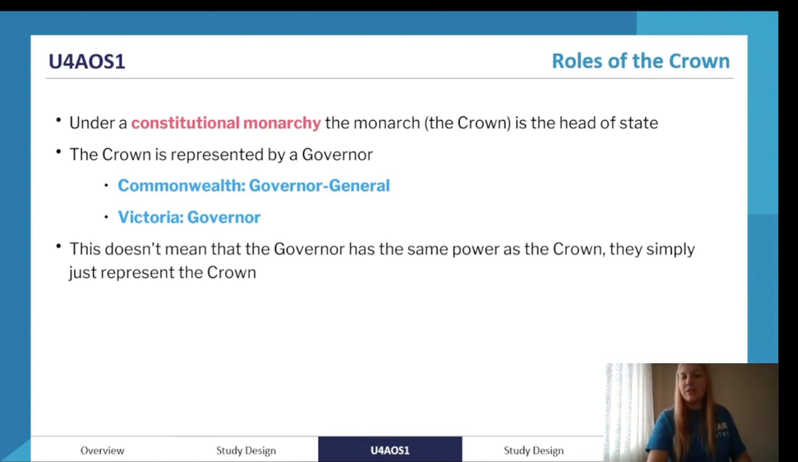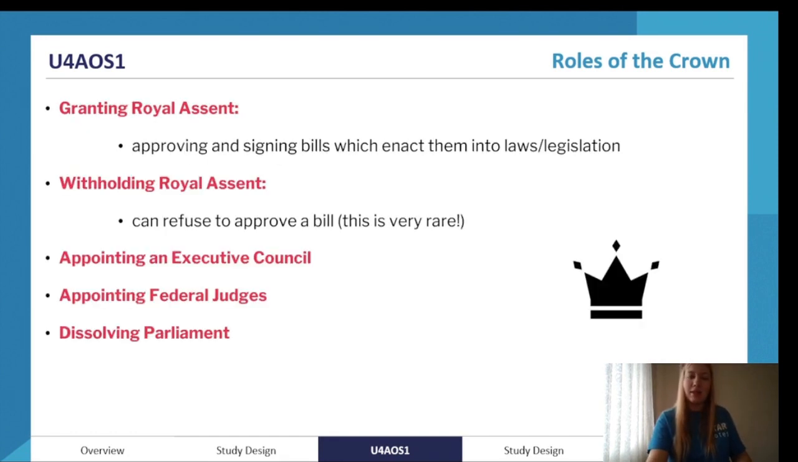So the governor doesn't have this excess of power. They have certain roles that they fulfill solely just as part of representing the crown. So that's a common misconception that some students have, that the governor general has this like infinite power. So what does the governor general actually do representing the crown?